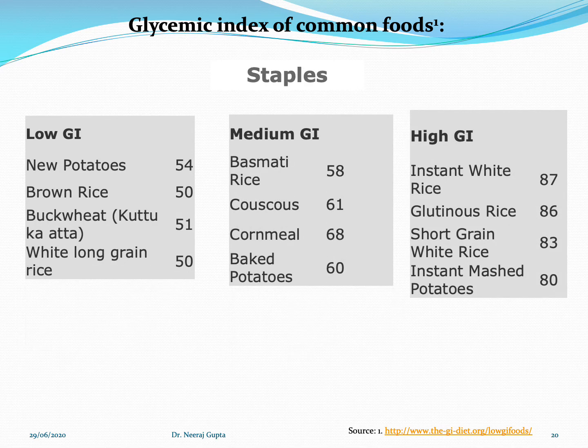And for the staples, we can have low GI as new potatoes, brown rice, buckwheat, also known as kuttu ka atta in Hindi language, white long grain rice. Medium, we have basmati rice, couscous, cornmeal, baked potatoes. And high GI, we have instant white rice, glutinous rice, short grain rice, instant mashed potatoes. So you can go through the link given in this slide to explore further different kinds of food and their GI. It will be an interesting exercise for you.